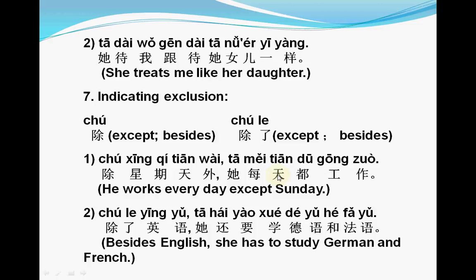Okay, let's see another one. 除了英语, 她还要学德语和法语. 除了 means besides. You can also say 除英语外, 她还要学德语和法语. This one is besides, and the other means except. It means, besides English, she has to study German and French also. 英语 means English. 她, she. 还要, has to. 学 means study or learning. 德语 means German. 法语 means French. 和, and. So 除了 in this sentence is a preposition.